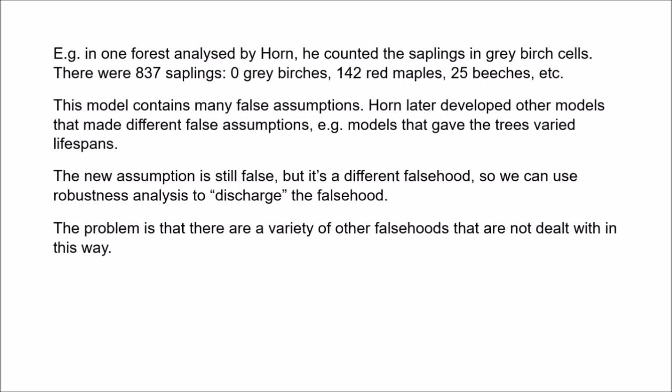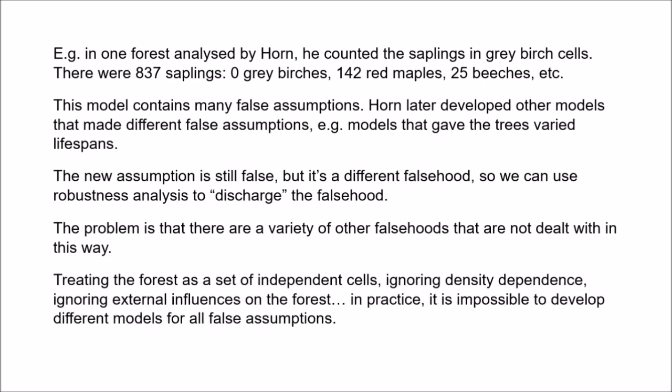For example, the way the probabilities are worked out, the probability that one type of tree will be replaced by another type of tree. These transition probabilities are a very important aspect of the model, but they're clearly idealized. And Horn doesn't develop a model with a different assumption about these. Also, treating the forest as an independent set of cells, ignoring density dependence. In a real forest, the fact that the trees are more dense in some places will have an influence on the probability of the replacement species. That's not considered in any of the models.